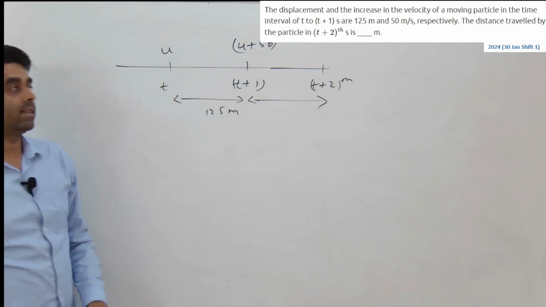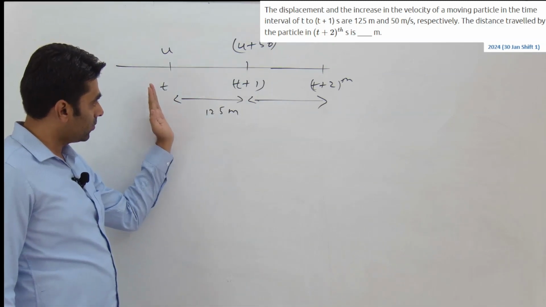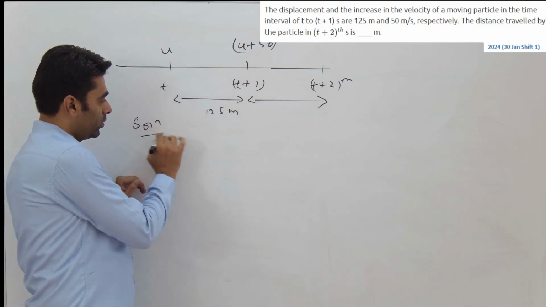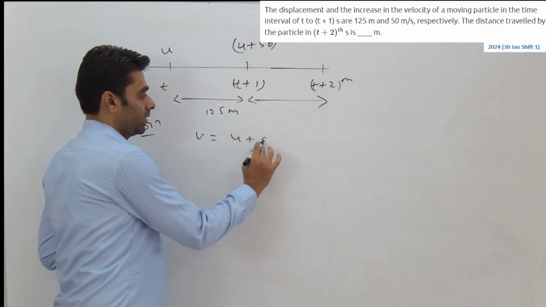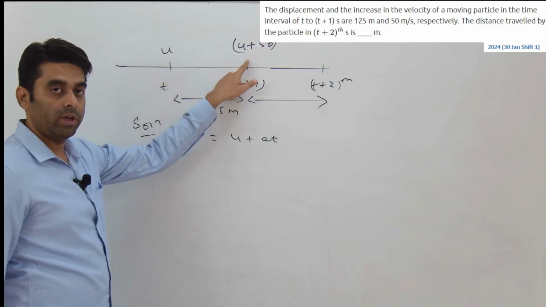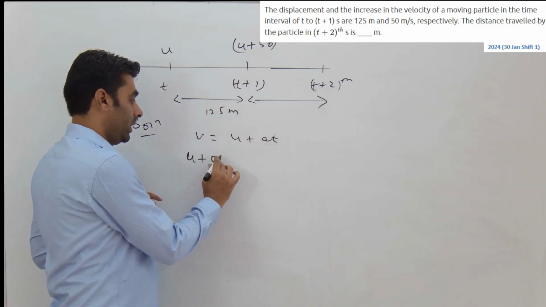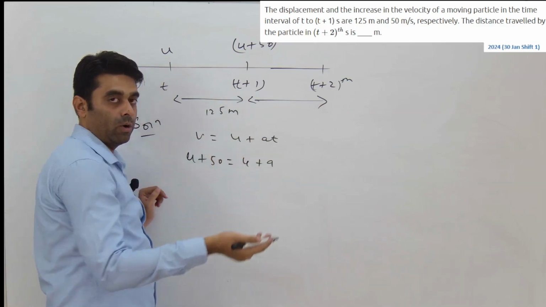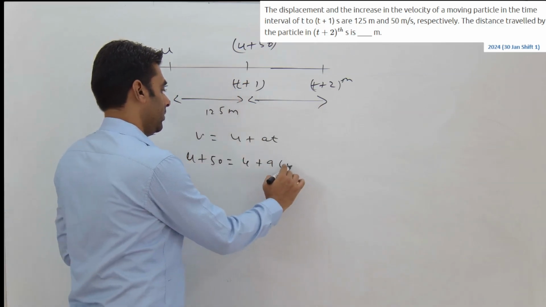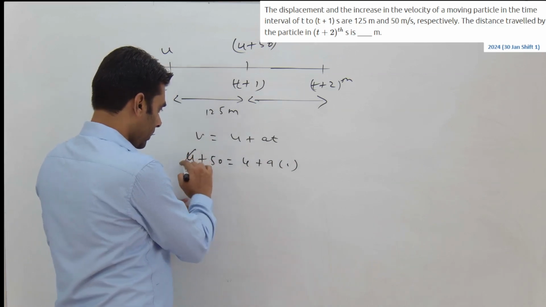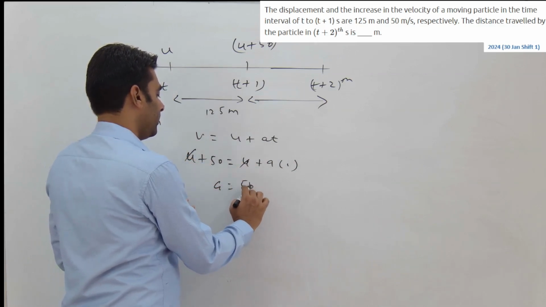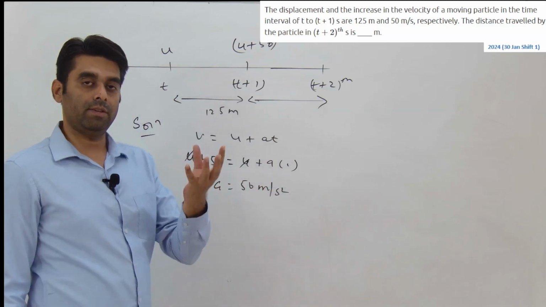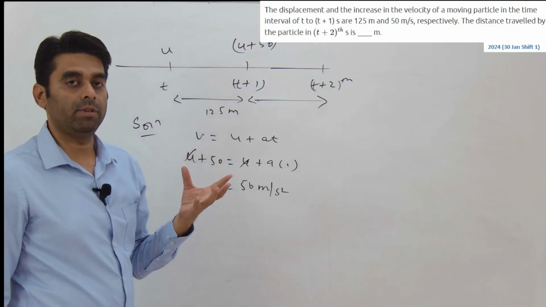The acceleration is constant. So let us first look at this part of the journey. In this part of the journey, let us apply the first equation of motion, v equals u plus at. How much is your speed over here? u plus 50. It increased by 50. So initial is u plus a into t. How much time interval passed? 1 second. So what do we get over here? The value of a comes out to be 50 meter per second square. Acceleration we got, it becomes very easy to deal with your equations of motion.